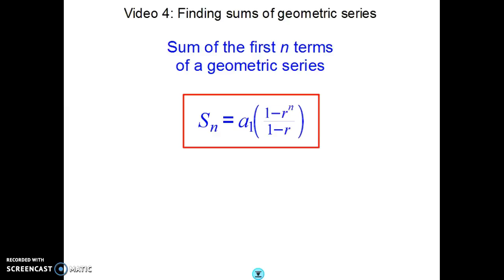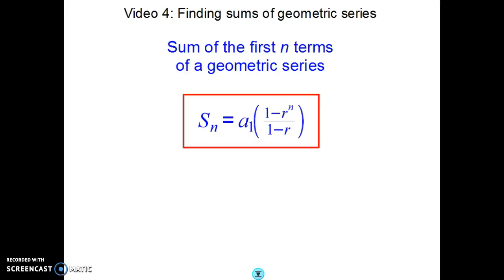In this video, we'll be looking at how to find the sums of geometric series. So just like with arithmetic series, we have a formula that lets us find the sum of the first n terms of a geometric series. The formula is right here. S sub n, which is the sum of the first n terms, is equal to a sub 1 times, big parentheses, 1 minus r to the n over 1 minus r.